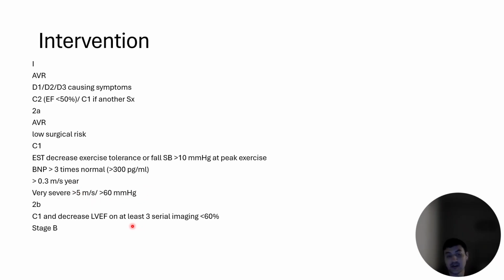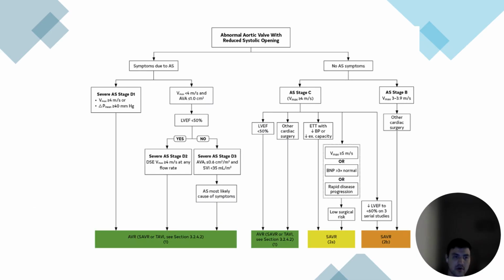Another recommendation: C1 asymptomatic with a decrease in the ejection fraction on at least 3 serial imaging studies to less than 60%. That's a recommendation. Class 1, you have to do it. Class 2A is recommended. Class 2B, you may consider. Stage B, 2B as well, is recommended for aortic valve replacement.